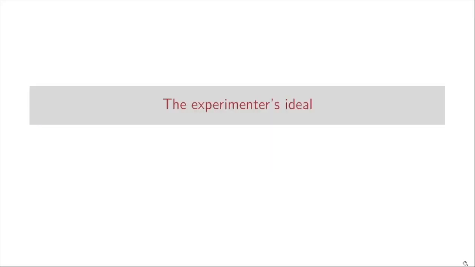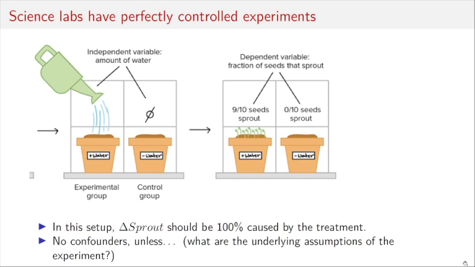So before we get into it, let us first understand why a randomized experiment is the ideal situation. In a regular hard science lab, you can have a perfectly controlled experiment. For instance, if you look at this picture, you have an experimental group with pots that receive water and a control group with pots that do not receive water. Then, after a few days, some of the pots have sprouts, others do not.